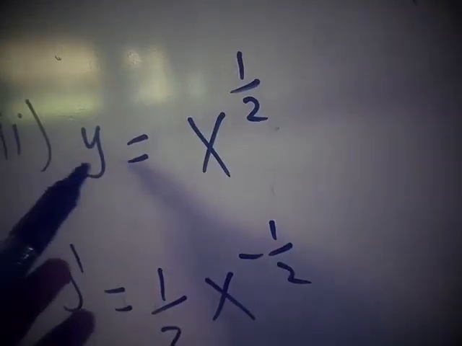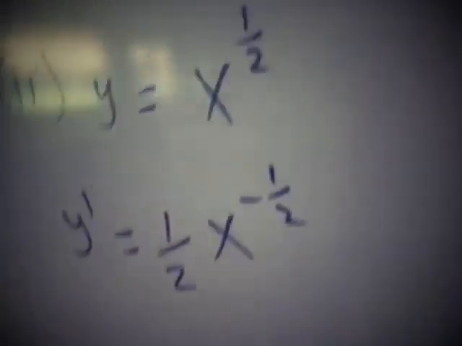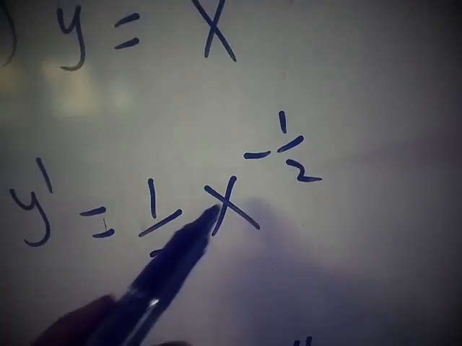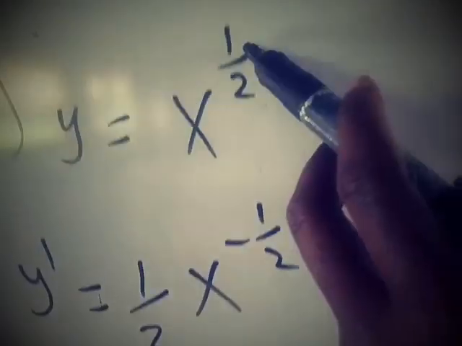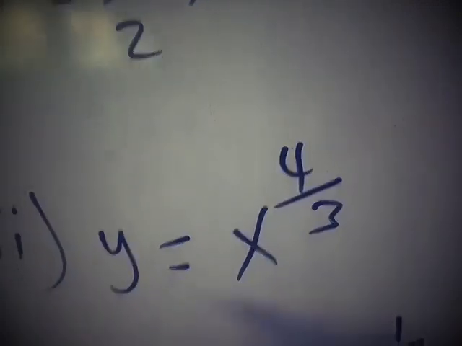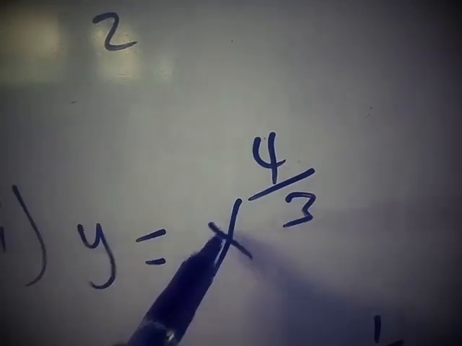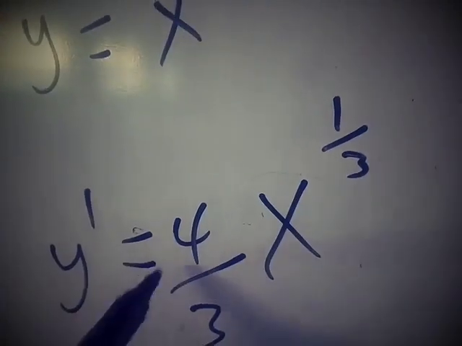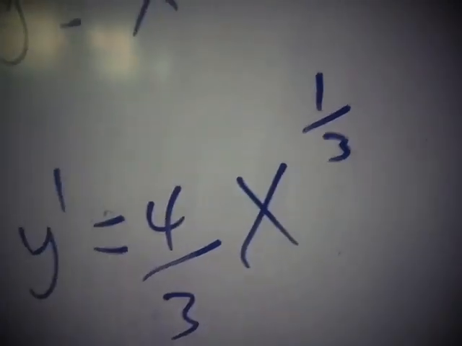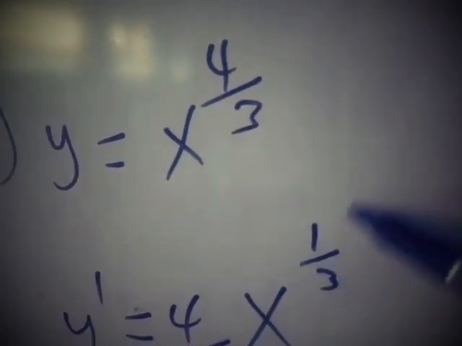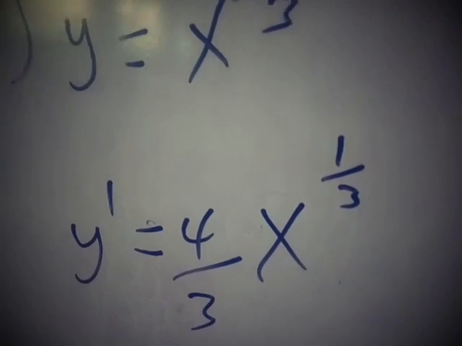Number 2, y is equal to x power half. To differentiate, you simply have half x power half minus 1, which is x power negative half. Number 3, y is equal to x power 4 over 3. So you take the power 4 over 3 down, then you reduce the index by 1. So 4 over 3 minus 1 is 1 over 3.